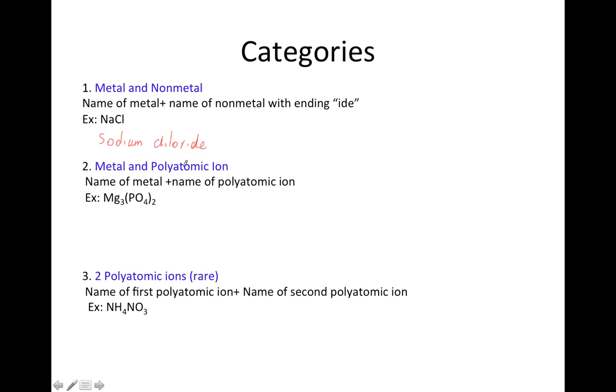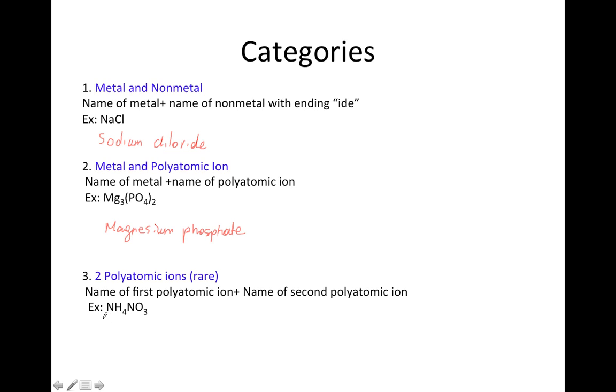Let's go ahead and try metal and polyatomic ion. It's very simple to name it. We just name the metal and it's followed by the name of the polyatomic ion. And the name of the polyatomic ion can be found in any polyatomic ion chart, or maybe you already memorized it. The name of the metal here is magnesium. So we write magnesium. And the name of the polyatomic ion that can be found in the chart I showed you previously is phosphate. So we say phosphate. So the name of our Mg3(PO4)2 is magnesium phosphate. Great.